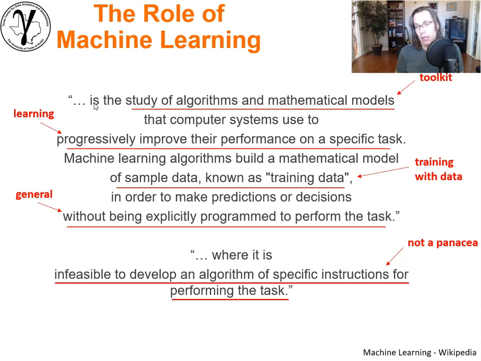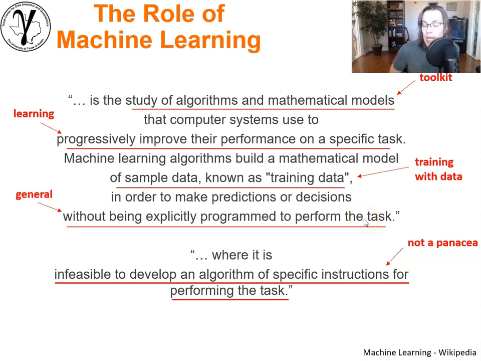It's many, many models that you can work with, that computer systems use to progressively improve their performance on a specific task. Learning. It's a methodology that will learn and improve its performance. Machine learning algorithms build a mathematical model of sample data known as training data. Learning with data, working with training from data, in order to make predictions or decisions without being explicitly programmed to perform the task. It's a general methodology. You make a tool, and it's able to perform many different tasks. It wasn't specifically designed for that task.